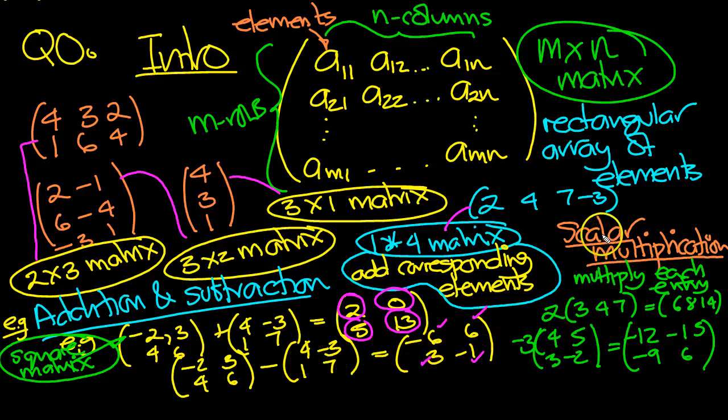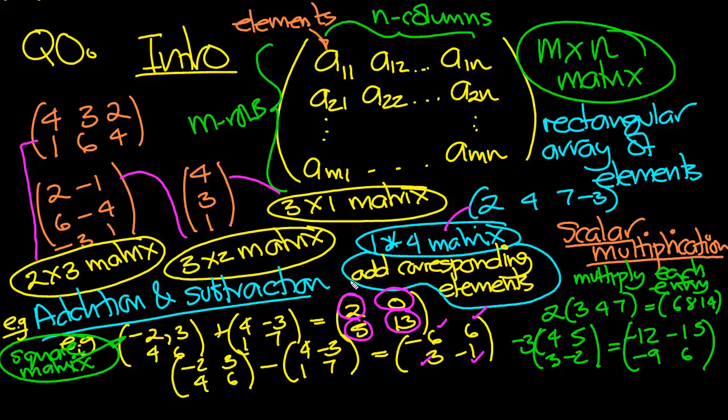Okay then, so scalar multiplication then is next. All you do here, again, it's just common sense. 2 lots of this 1 by 3 matrix, you scale up each entry by a factor of 2. So 2 3s, 6, 2 4s, 8, and 2 7s, 14. And then you've got -3 lots of this 2 by 2 matrix. You're going to get 12, -15, -9, and +6, yeah? And there they are there. Okay then, so that's pretty self-evident and just common sense.